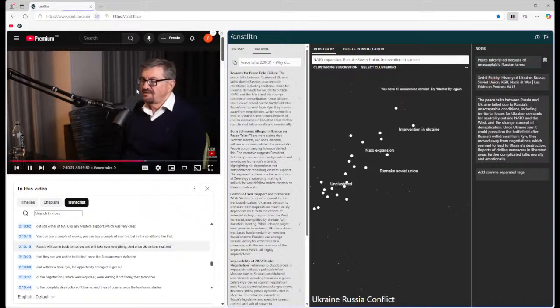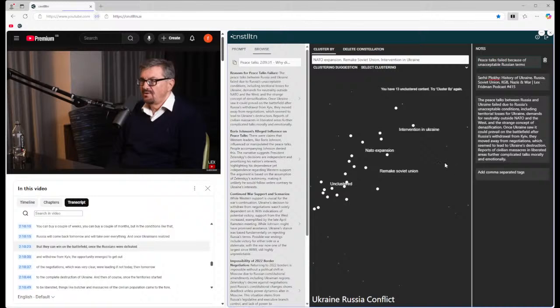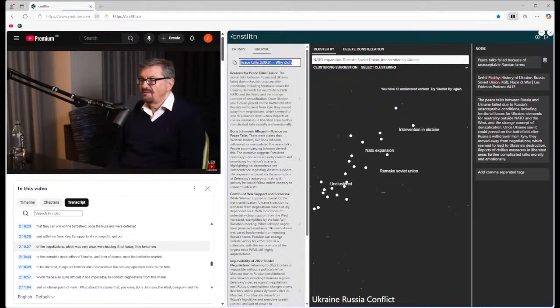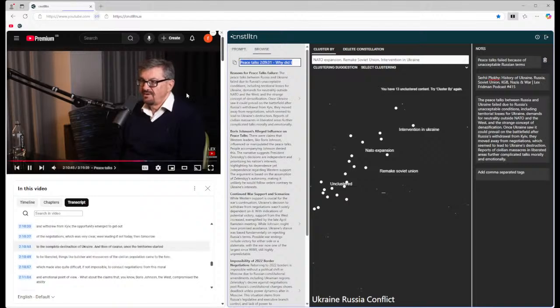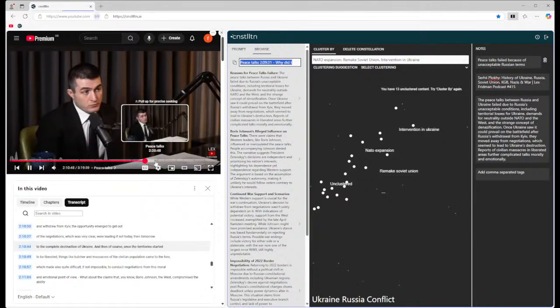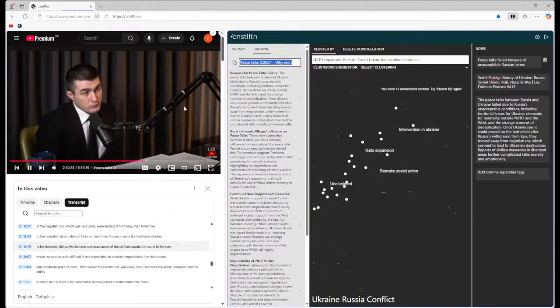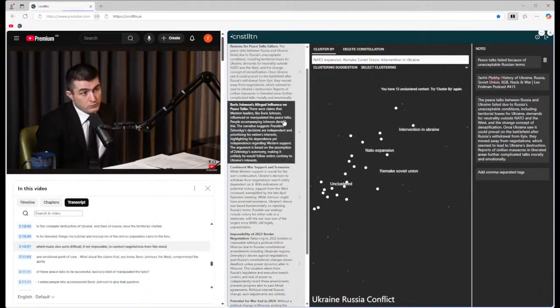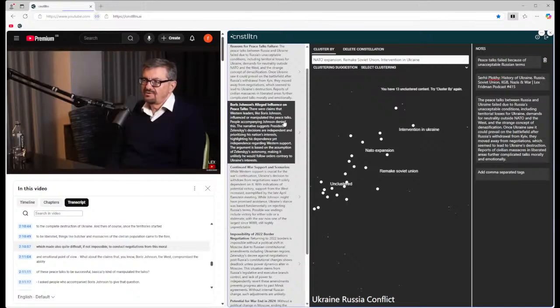And once Ukrainians realized that they can win on the battlefield, once the Russians were defeated and withdrew from Kiev, the opportunity emerged to get out of the negotiations, which was very clear were leading, if not today, then tomorrow, to the complete destruction of Ukraine. And then, of course, once the territory started to be liberated, things like Bucha and massacres of the civilian population came to the fore, which made it also quite difficult, if not impossible, to conduct negotiations from this moral and emotional point of view.